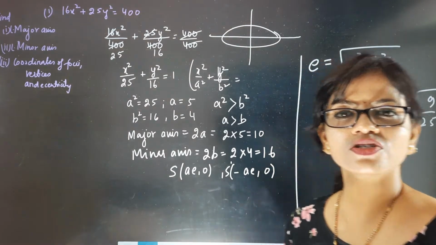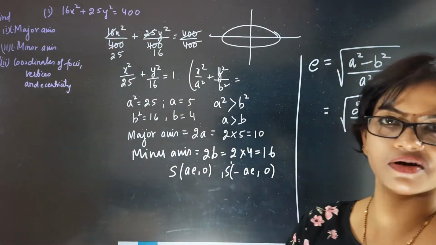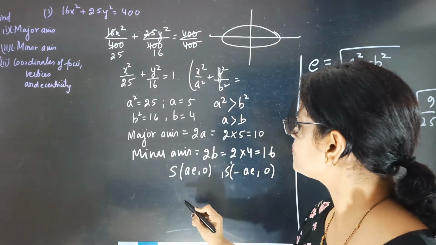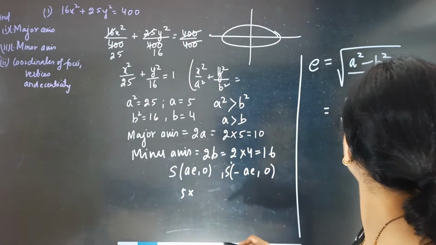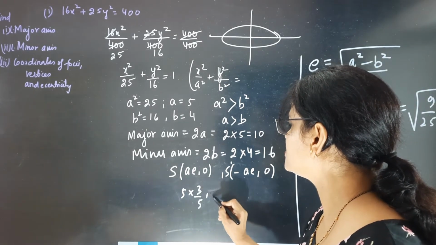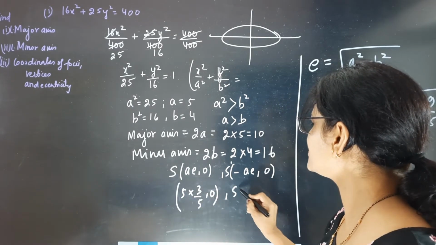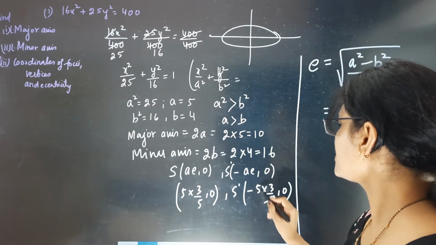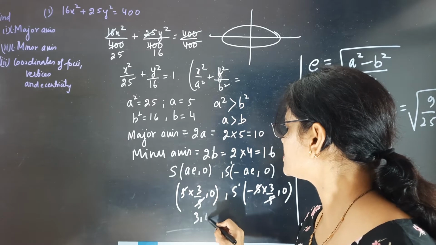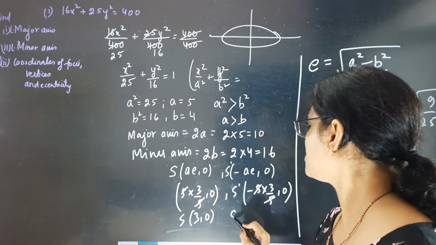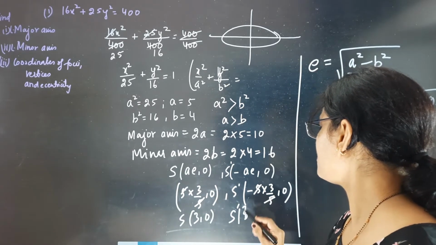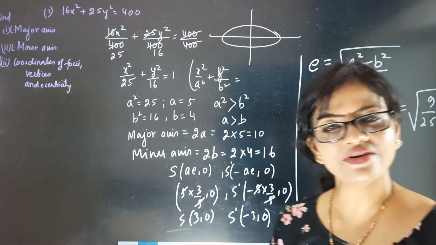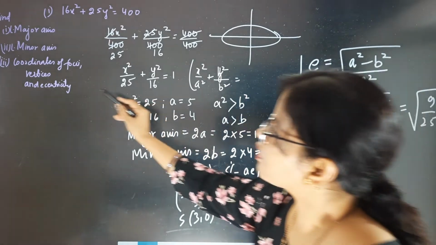Now to find the focus coordinates, we already have the eccentricity, so we just substitute. A is 5, so S is 5 into 3 by 5 comma 0, and S dash is minus 5 into 3 by 5 comma 0. Cancelling, the focus S is 3 comma 0 and S dash is minus 3 comma 0. Eccentricity we got.